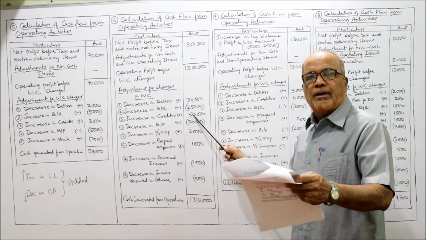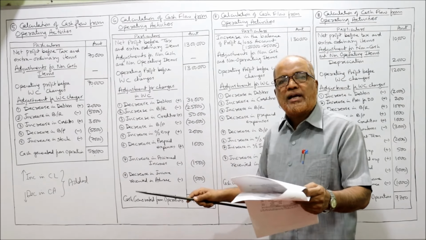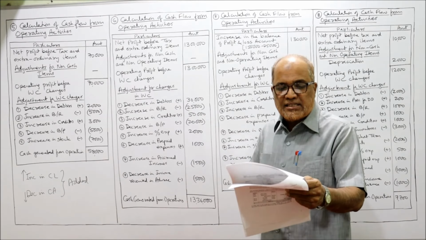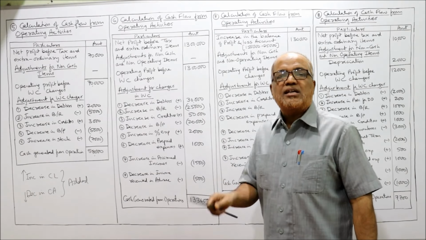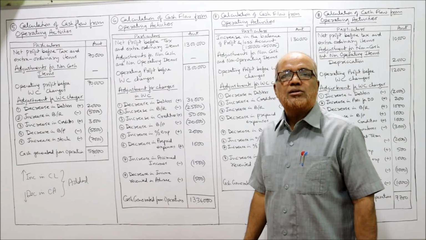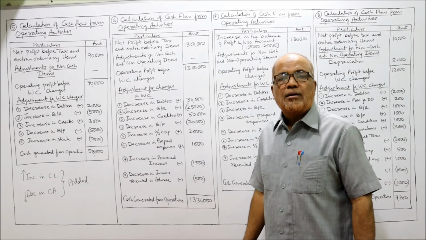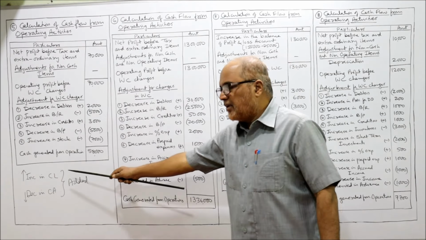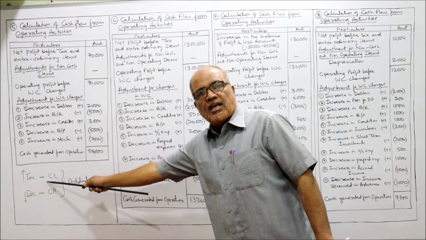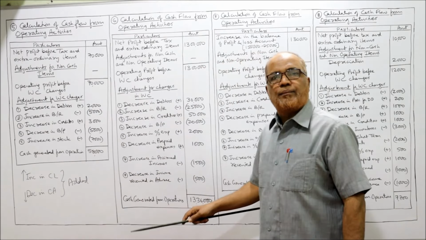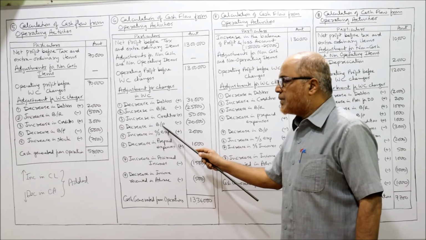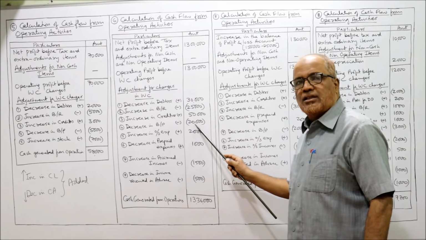Next comes bills payable. Bills payable is also a current liability. There is a decrease. Last year 80,000, current year 60,000. Decrease in bills payable, so it will be deducted, because an increase in current liability is added, so a decrease in current liability is deducted. So decrease in bills payable, minus 20,000.